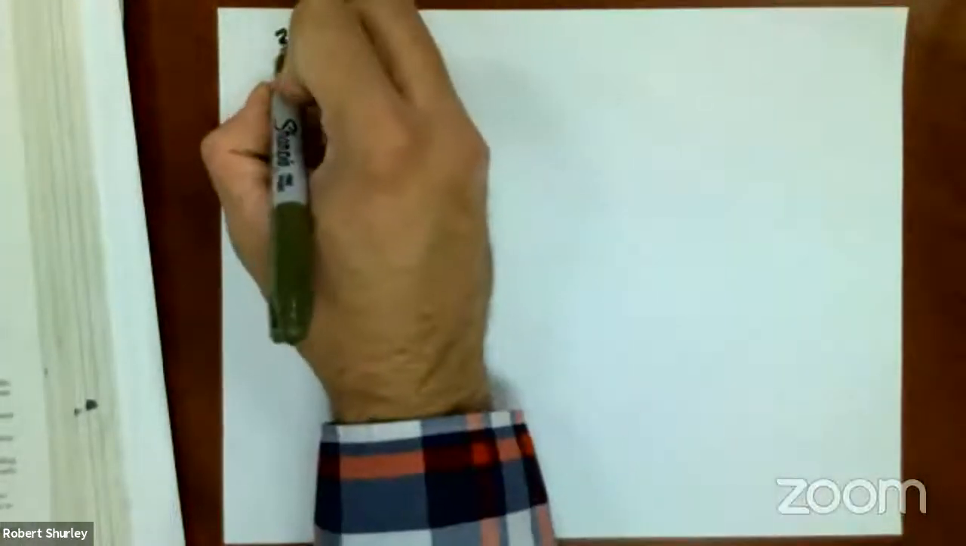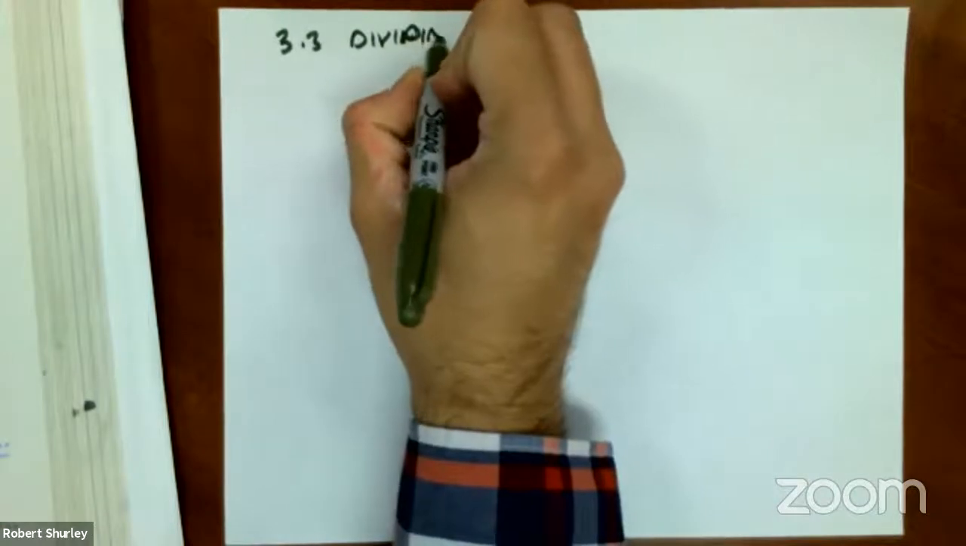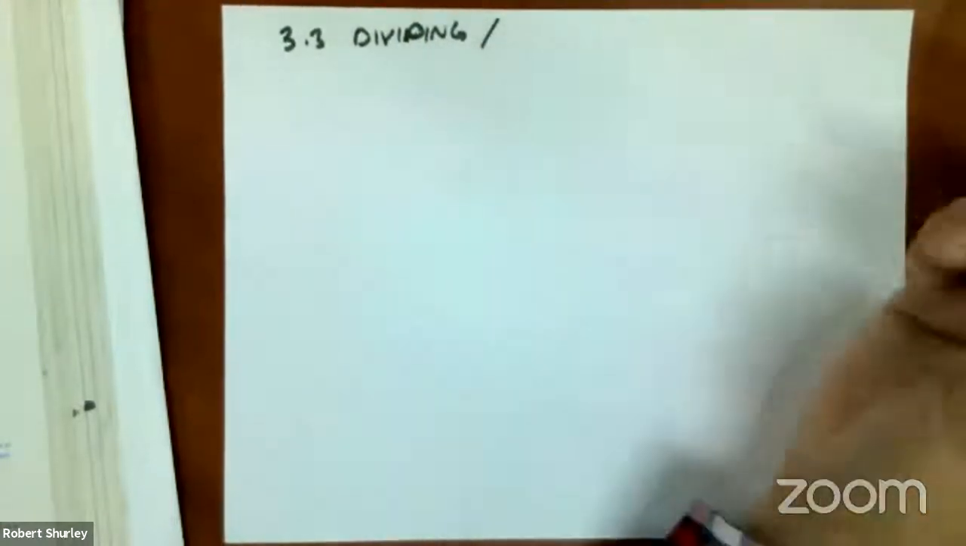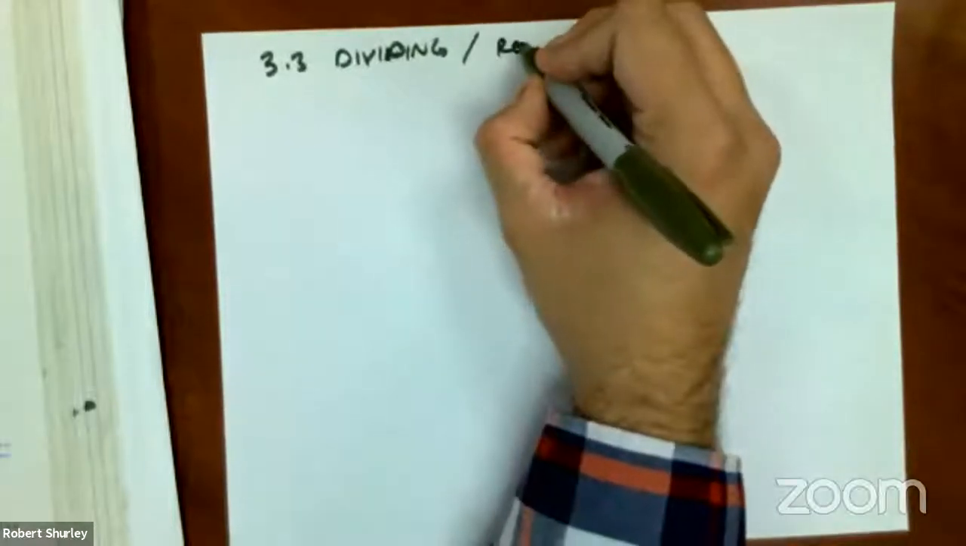So 3.3 brings up, first off, it was just dividing. Actually, I think they might even title it that way. Yeah, dividing polynomials. So first we went over dividing, we did synthetic, and then the remainder theorem.